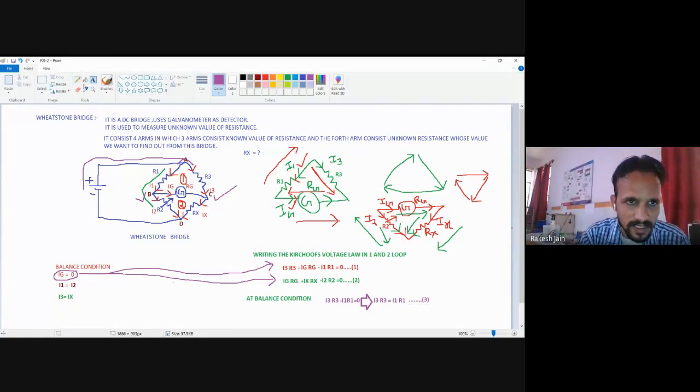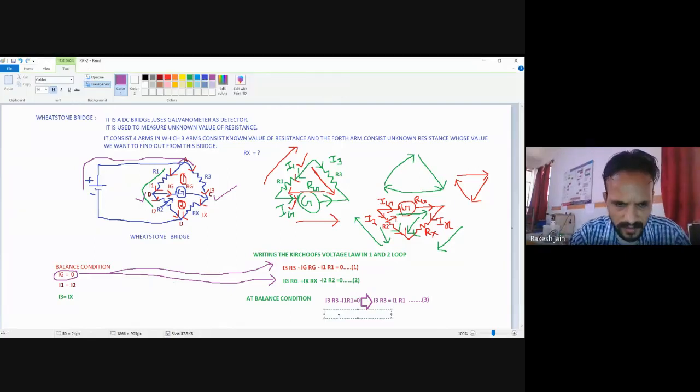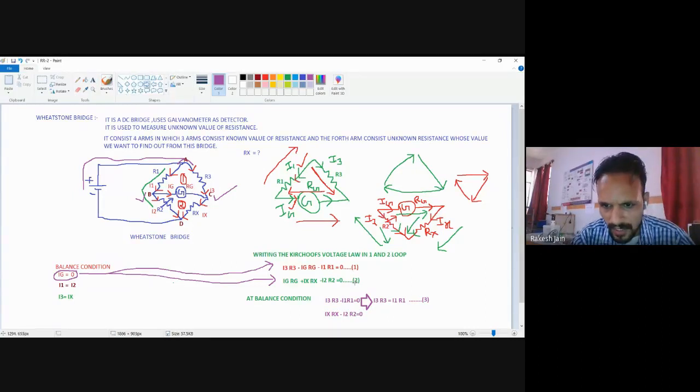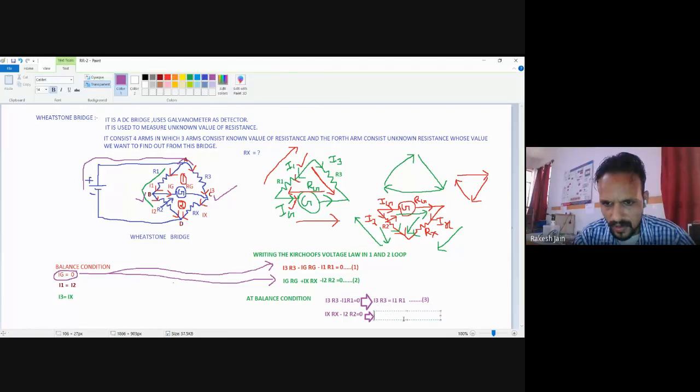Okay, now see, very fast, and then we will complete all the derivation. Now again I put Ig equal to 0 in this second equation. So Ig Rg is 0. Then Ix Rx minus I2 R2 is equal to 0. When I move this I2 R2 to the right hand side, it becomes positive. So Ix Rx is equal to I2 R2. So this is my equation number 4.